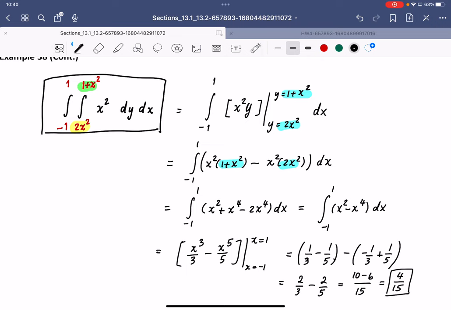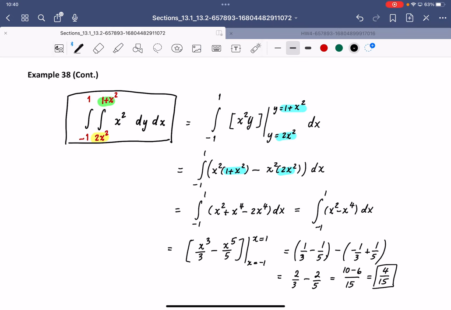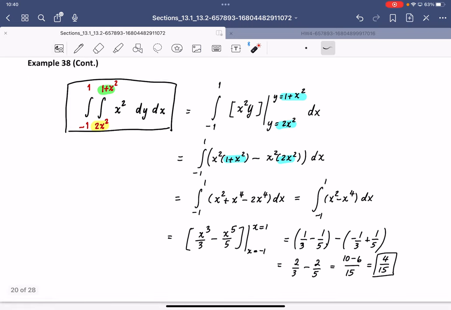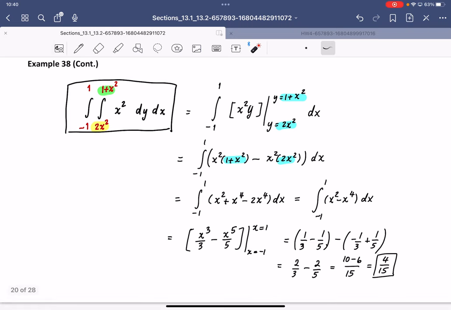Okay, so this is how you integrate in two dimensions. First of all, I want to say one more time that the hardest part is you set up the integral here. Once you set it up, you should be able to integrate it easily. Four over 15 is the answer for this question.